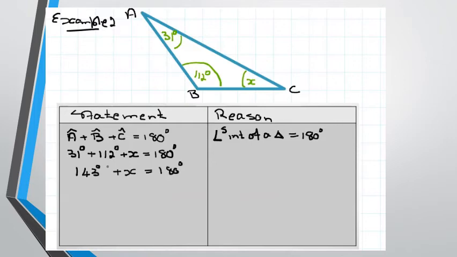So therefore, take the 143 degrees over. I'm going to have x equal to 180 degrees minus the 143 degrees. And that's going to leave me with the answer x to be something like 37 degrees for this calculation. Let's go for another one.